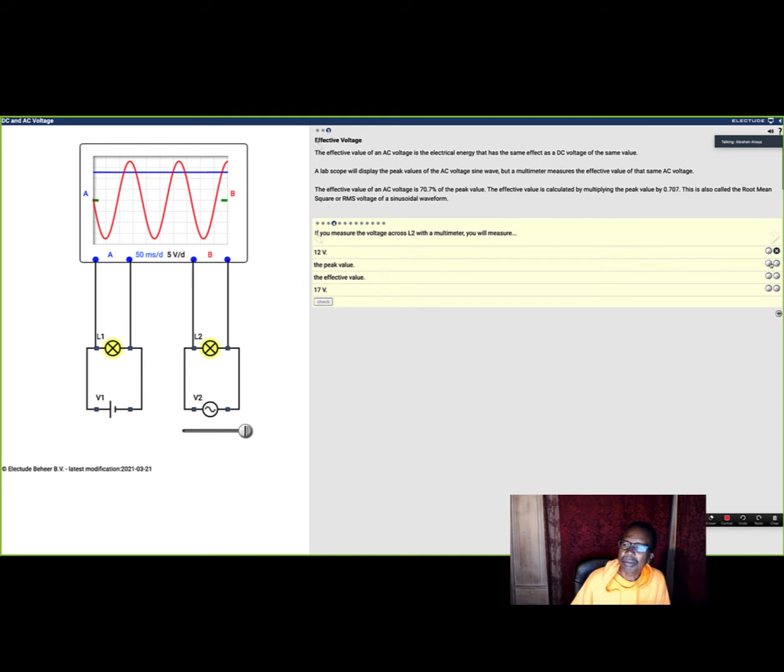I think no, because it says the peak value is 0.707. No, that's a measurement right here. That's how you measure it. That's a calculation. I'll say yes. Everybody say yes? Okay. The effective value, yes or no? No. And it should read 17 volts, yes or no? Yes.